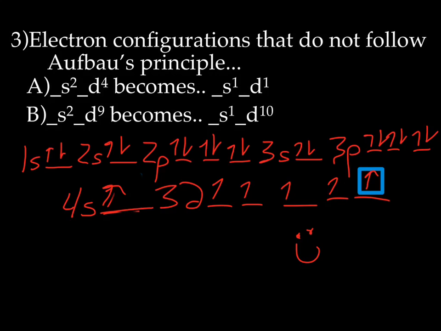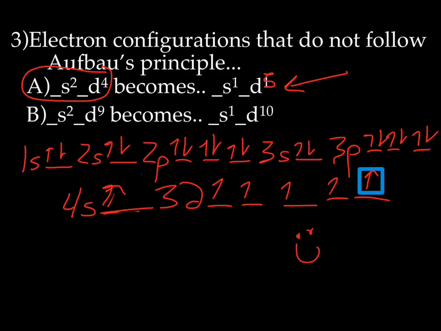So anytime you're doing electron configuration or orbital diagram and you get the answer s2 d4, then move the electron to make it s1 d5. That's when you have a perfectly half-filled energy level.